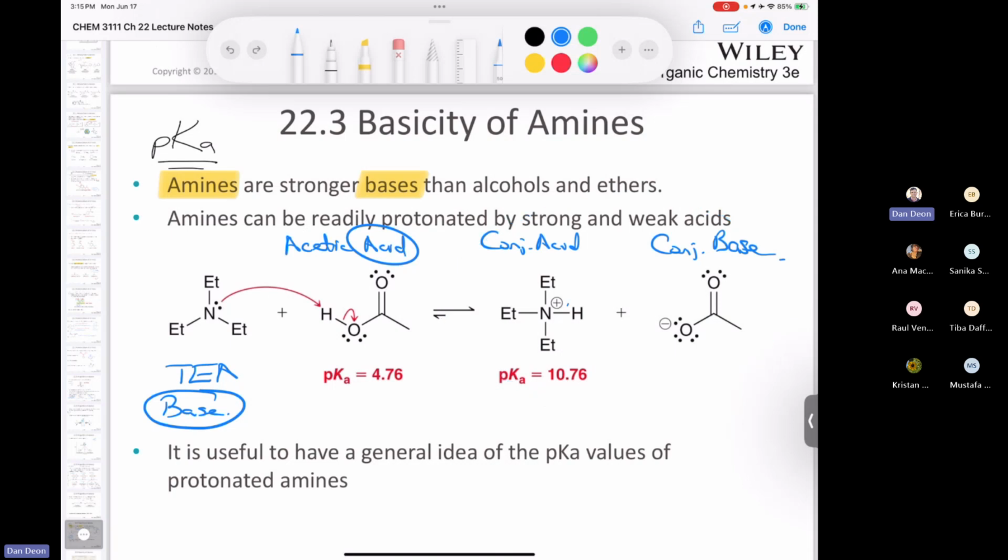So that's why when you put lemon juice, which isn't a strong acid, with the stinky amine, it's going to protonate it, and you end up with something that is odorless. And it says here, it's useful to have a general idea of the pKa's of protonated amines. So we see this protonated triethylammonium ion is around 11-ish.